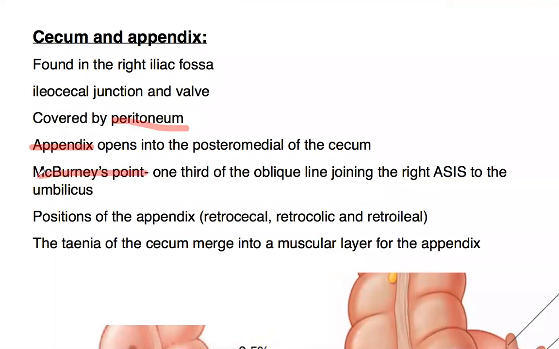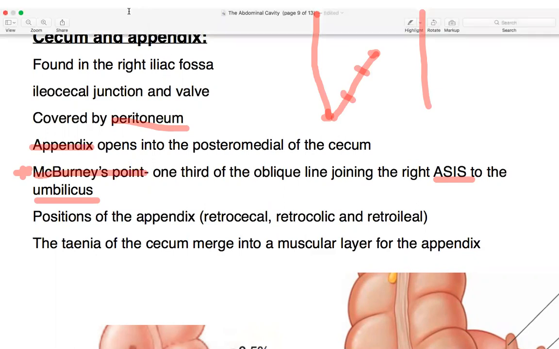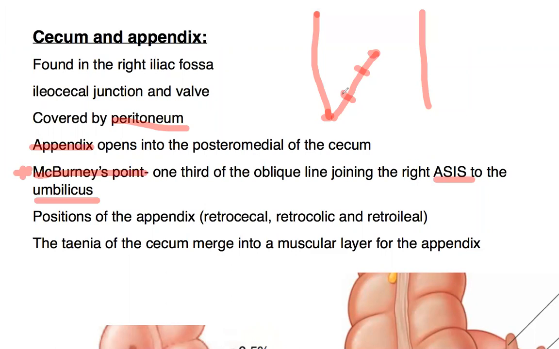And the location of the appendix is McBurney's point. McBurney's point is 1/3 of the oblique line joining the anterior superior iliac spine to the umbilicus. So basically, if this is a person, this is their umbilicus, and this is their anterior superior iliac spine, you draw a line between them, and then the area that's 1/3 is called McBurney's point. This area right here is McBurney's point, and basically the location of the appendix.